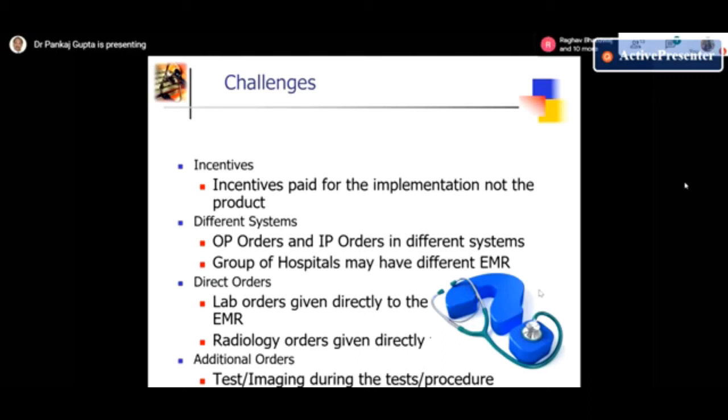There are direct orders. People who will just go to the lab and give a direct order. So it's not in the system. It's there in the lab system, but it's not there in the larger system. So then how do you reconcile? Similarly with radiology. And then additional orders while doing the test or the imaging, the radiologist then and there gives an additional order, and that doesn't go through the system, that just gets executed. So then it's again not in the larger system, right? So these are practical challenges.